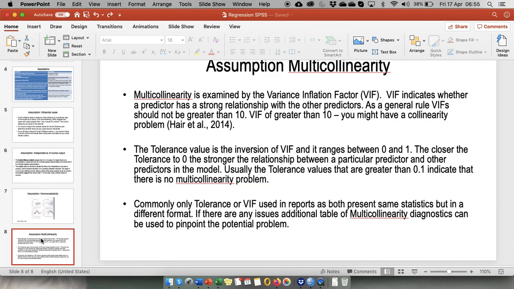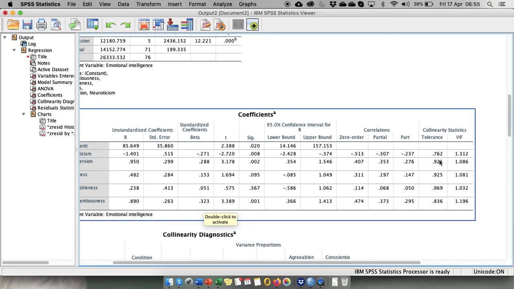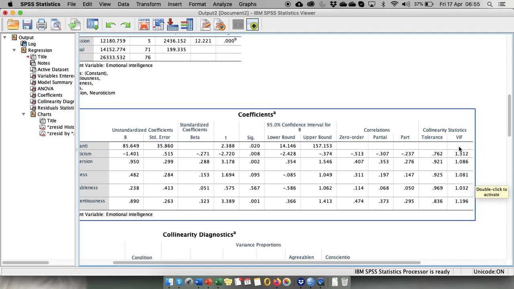So what we see in our output is all these values are quite far away from 0. So we are quite happy. And the variance inflation index is way away from 10.